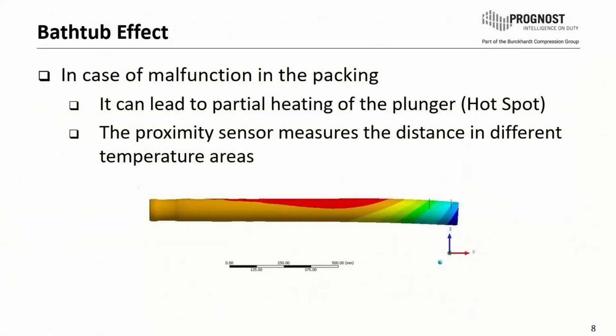In case of a malfunction in the packing, it could lead to partial heating of the plunger, a so-called hotspot. It's shown in this picture. The red area is the hottest one, and the blue areas are cold. But keep in mind, the plunger goes forward and backward in the packing and in the machine, and the proximity sensors measure the distance in different areas of temperature.